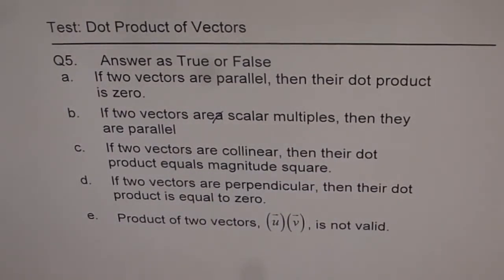C. If two vectors are collinear, then their dot product equals magnitude square. True or false? D. If two vectors are perpendicular, then their dot product is equal to 0. True or false? E. The product of two vectors, that is u times v, is not valid. True or false? So these are the questions for you, and they're kind of simpler, right? So let's look into their solution.